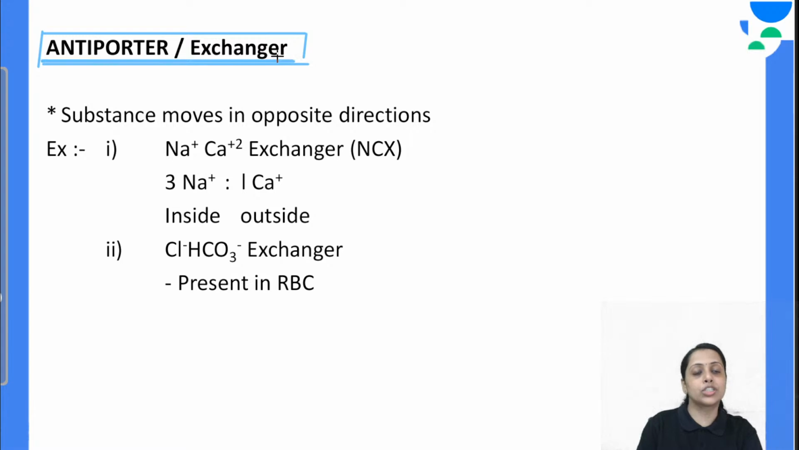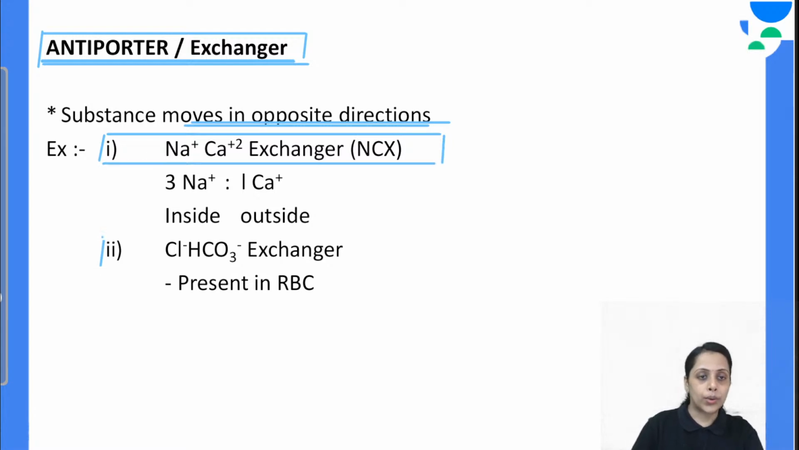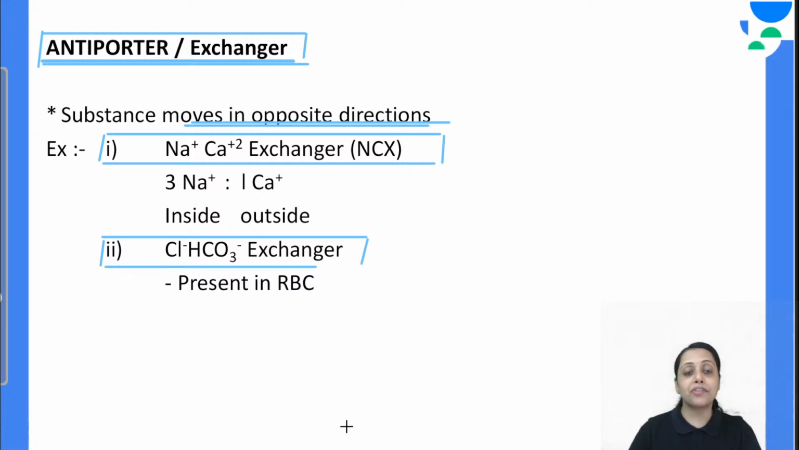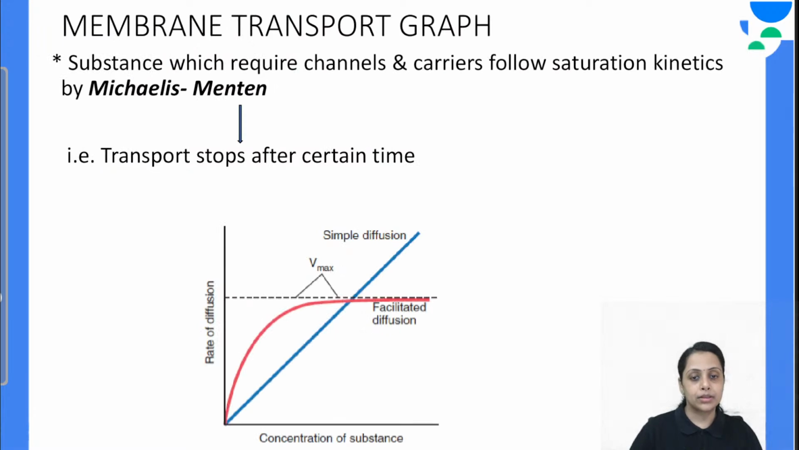So this antiporter, what happened? As the name suggests, two substances will move in opposite directions. The classical examples are the sodium-calcium exchanger and the chloride-bicarbonate exchanger. They are the classical examples of antiporter. So is this clear with everybody?